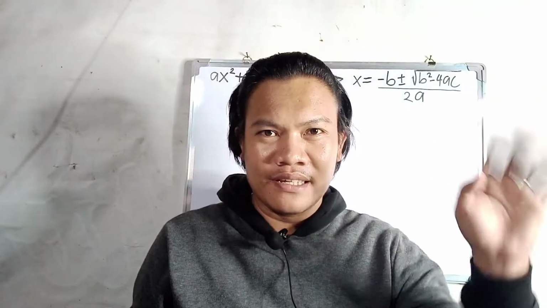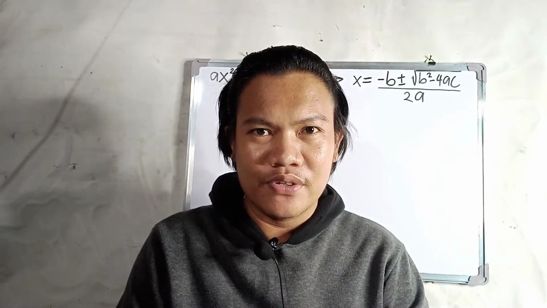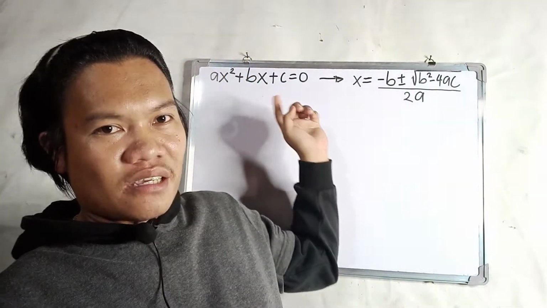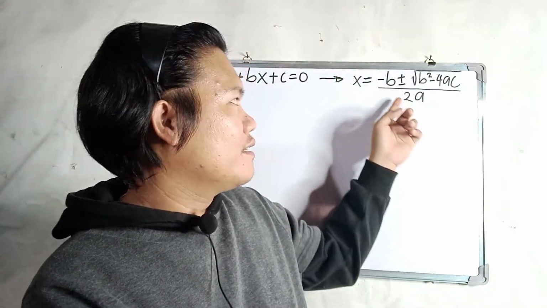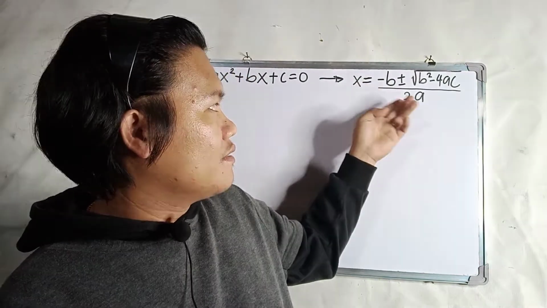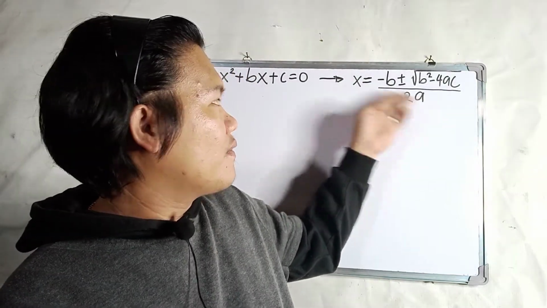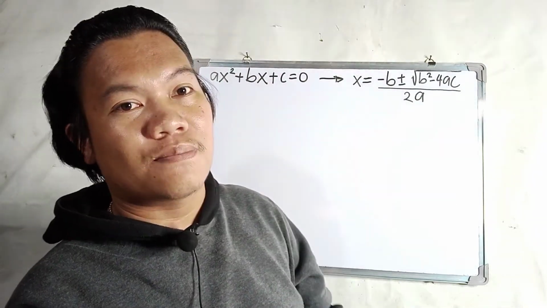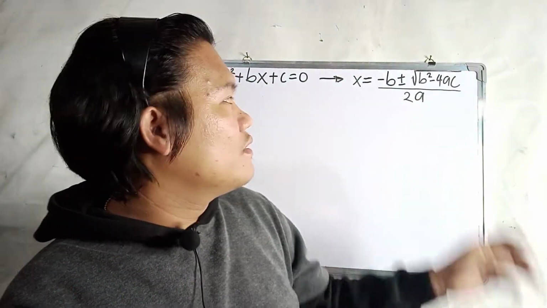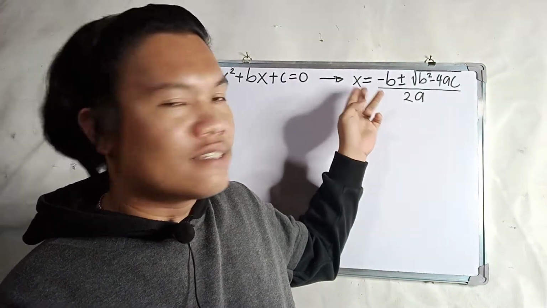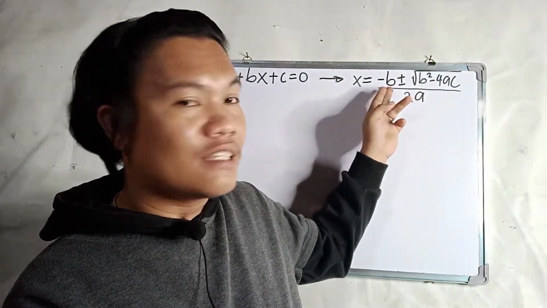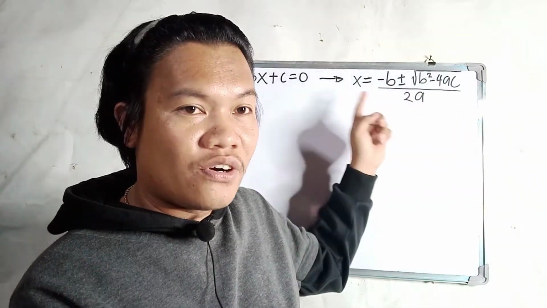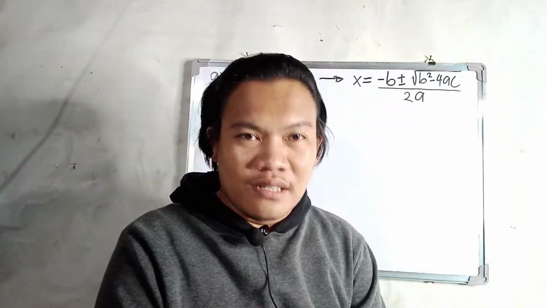Hello guys, good evening. This time I will prove to you the quadratic formula from the quadratic equation. Why is it that it transforms from this equation, ax squared plus bx plus c equals 0, into x is equal to negative b, positive negative square root of b squared minus 4ac all over 2a? Let's do this.